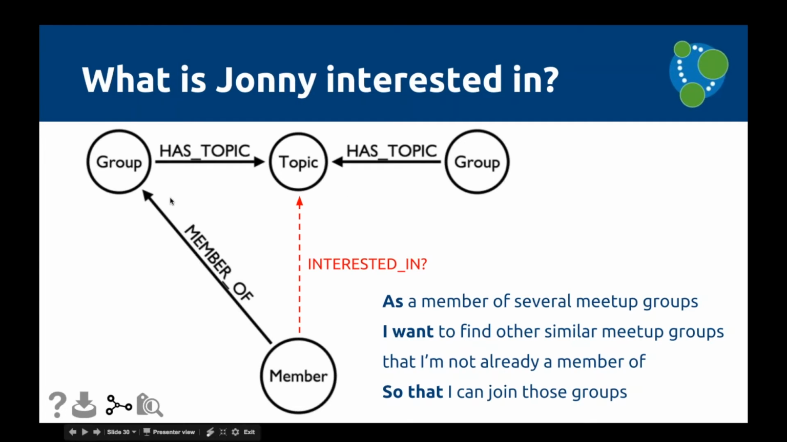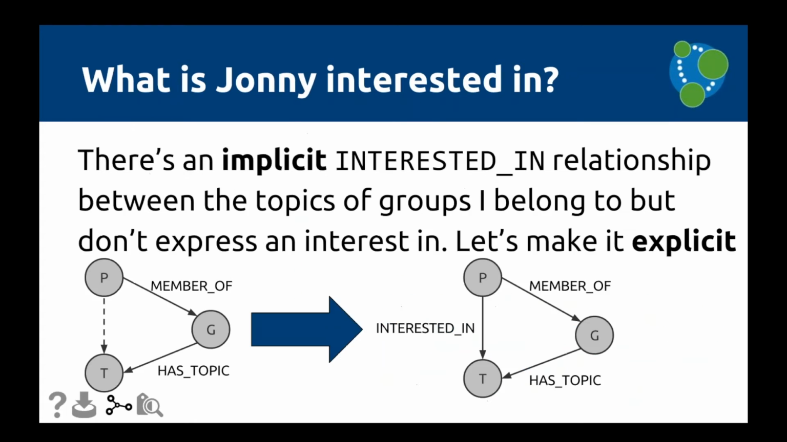So remember, we've got members who are members of a group, and a group has a topic, and we can imply that by being a member of groups with different topics, we've got a missing interested in relationship. So we've got an interest, but we never actually wrote it down anywhere. And so we can use this to help make some recommendations to Jonny. In other words, there's an implicit interested in relationship between topics of groups I belong to, and I haven't expressed an interest in them. So what we're going to do is make that relationship explicit.